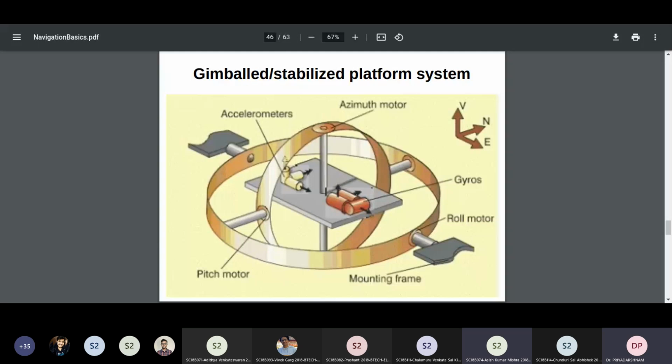Sir, it is only measuring the rotation angle, right? How will it measure the acceleration? Accelerometers are there in the platform now. The rotation angle is only to know the orientation. Actually, to know the position, only the accelerometer values are enough. Okay, sir.